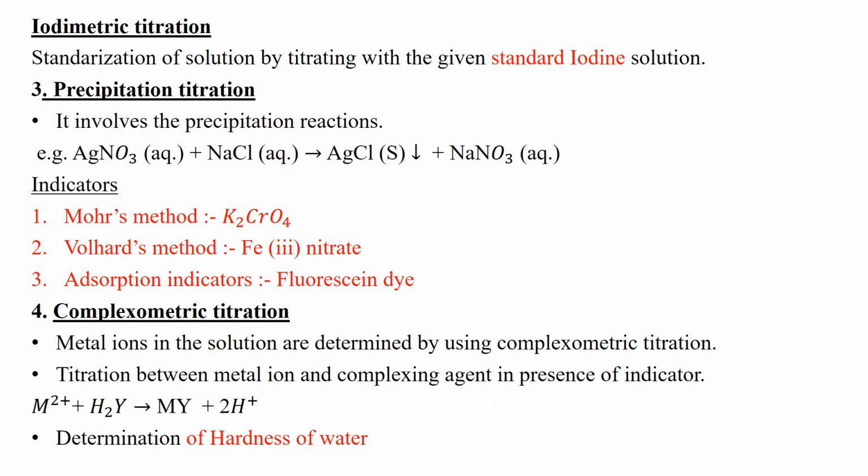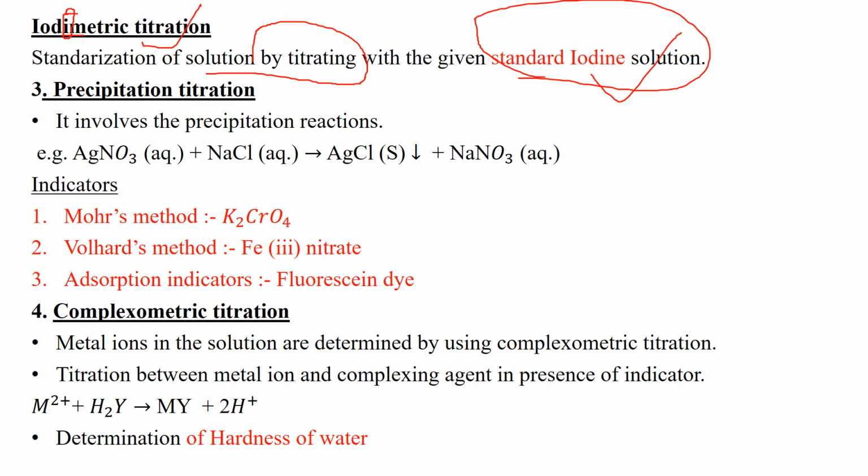Another is iodimetric titration. Remember, iodimetric titration. It is not iodometric, it is iodimetric. In case of iodimetric titrations, standardization of a solution is done by titrating it with the given standard iodine solution. So iodine is taken in the form of standard iodine solution, not in the form of potassium iodide. It is taken in the form of standard iodine solution, right? Iodimetric titration.